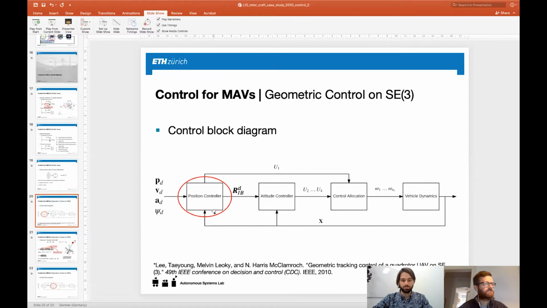Then again, coming back to the controller now, we always have this hierarchical or cascaded control, where we first, in a slow loop, want to control the position. And as a result of the position controller, we get a desired rotation matrix. So basically a desired attitude that we want to track with the attitude controller.